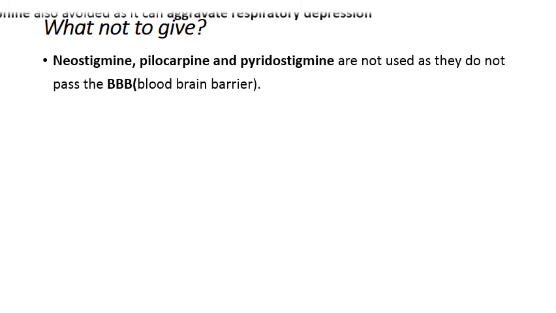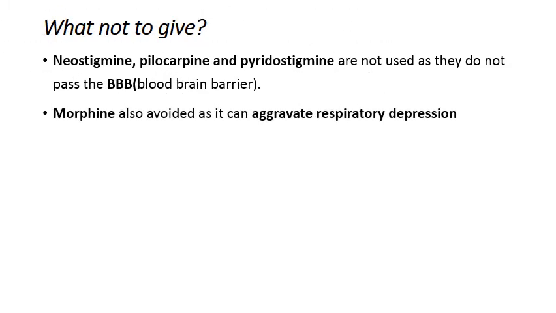Similarly, another compound, that is morphine, is avoided in case of Datura poisoning. Why is it avoided? Because morphine also produces respiratory depression and Datura also produces respiratory depression. Hence the combined effect may be more severe, and hence morphine is avoided as it can aggravate respiratory depression.